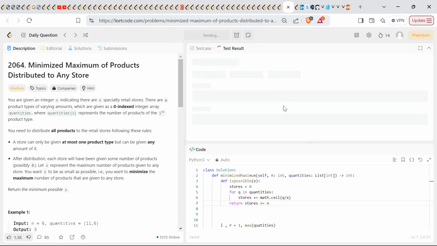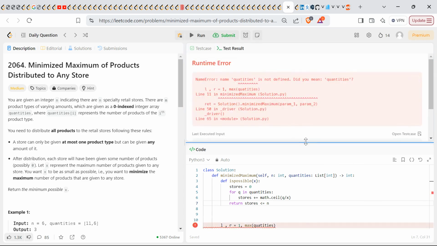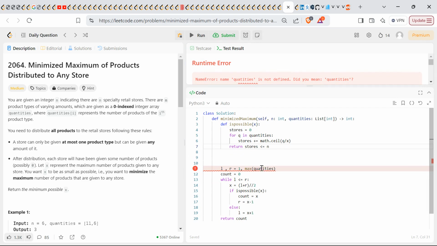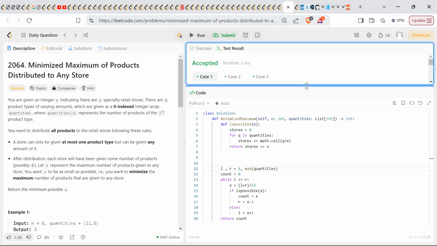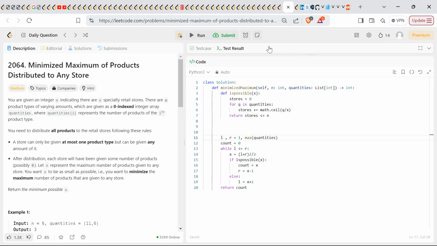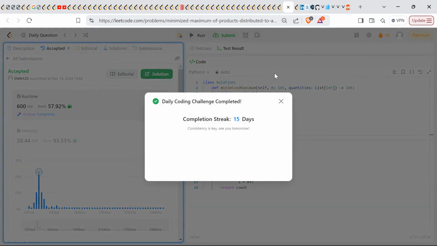Now let's run the code. Okay, there's a spelling mistake. Now it's passing all the test cases, at least the default one. Yes, so it's solved. Let's meet tomorrow. Bye bye.